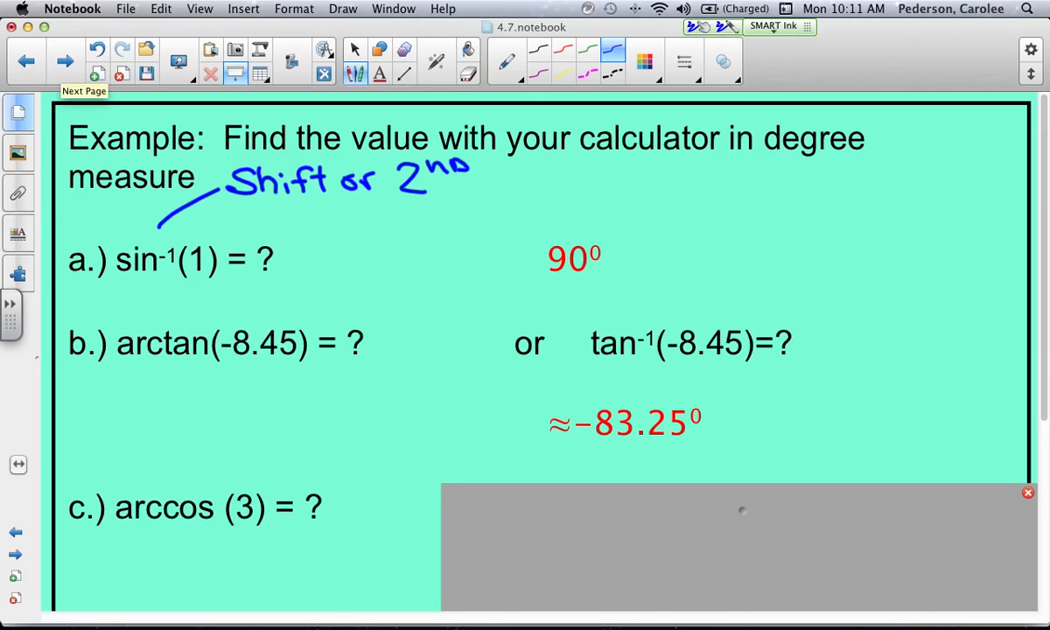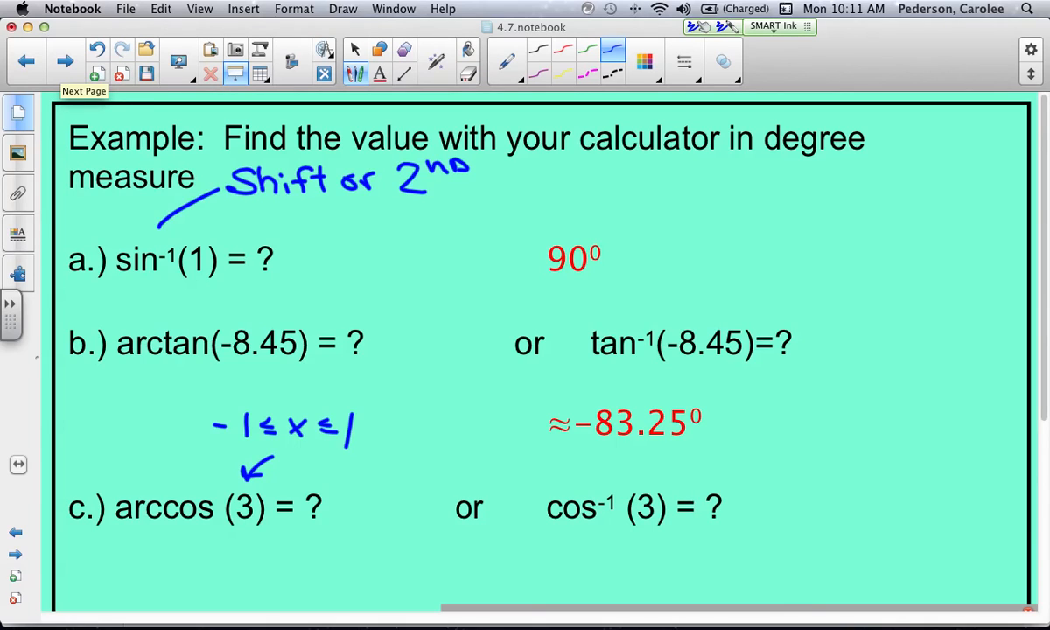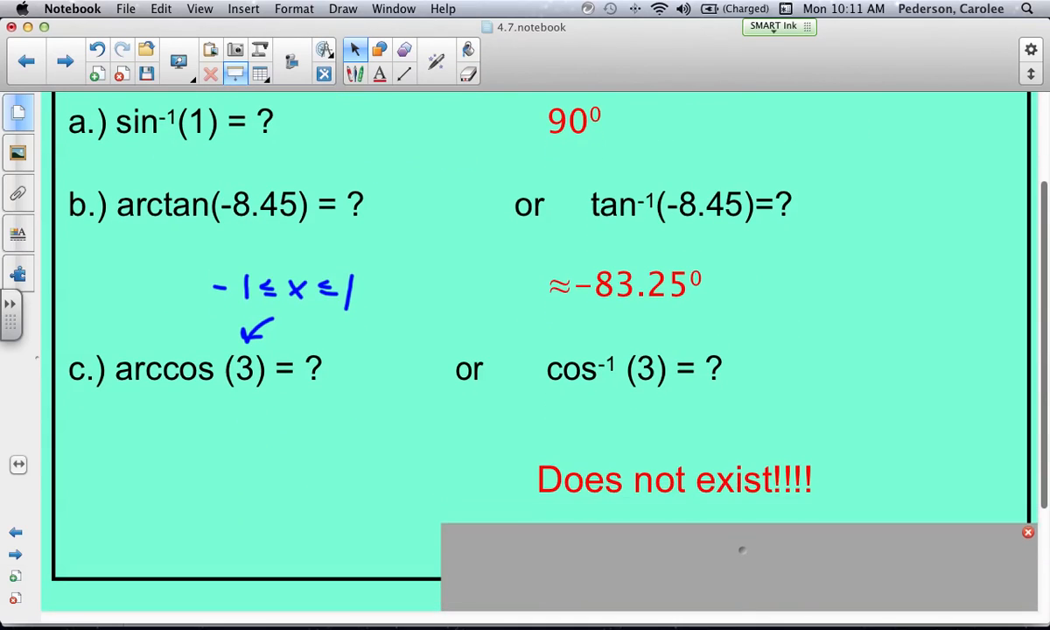Last one, our cosine. So second cosine, put 3 in. What came up? Domain restrictions. Remember, what was the domain here? It has to be between -1 and 1. So there is going to be an issue with this one. It is outside the domain. Does not exist. That is our lesson for today.